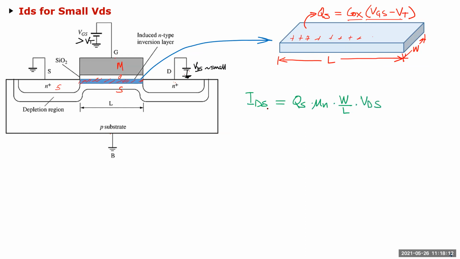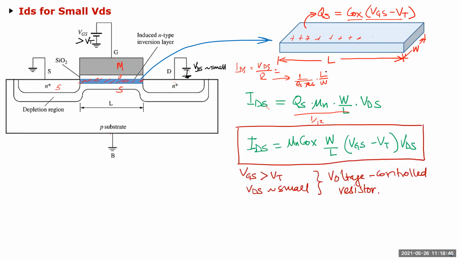Then we just use the equation from before. IDS is equal to 1 over R, so IDS is equal to VDS over R. And you remember R, we said it's 1 over QS mu N times L over W. Because this is 1 over R, I just take the reciprocal of that. And that's your equation there. And QS, we know, is Cox times VGS minus VT. So that's your first equation.